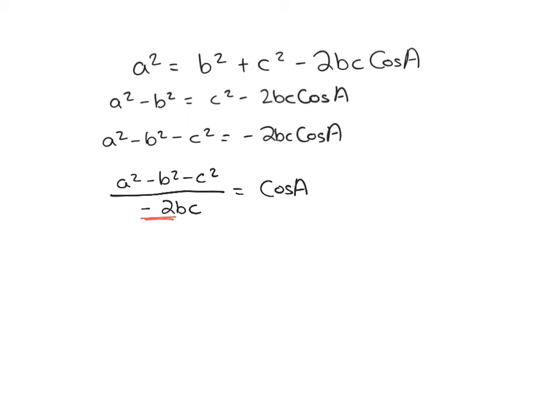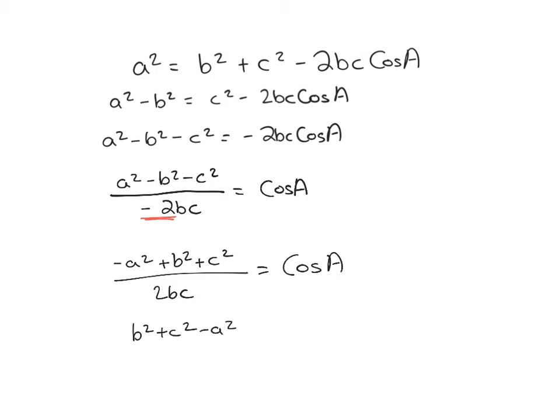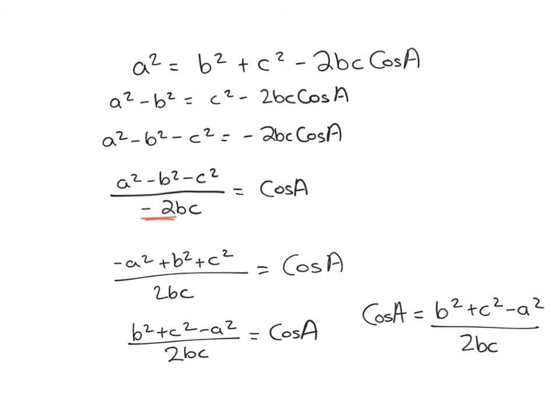So we could say that a squared is going to become negative, so it'd be minus a squared. Minus b squared divided by minus 1 is going to become plus b squared. And then minus c squared divided by minus 1 is going to become plus c squared. We've divided by the negative here, so we're left with 2bc, which is now positive, and that's still equal to cos of A. Then we normally don't like to start off with a negative here, so we could have b squared plus c squared minus a squared, all divided by 2bc, is equal to cos of A. And this is the way that you would normally see it written in a textbook. So cos of A is equal to b squared plus c squared minus a squared all over 2bc.